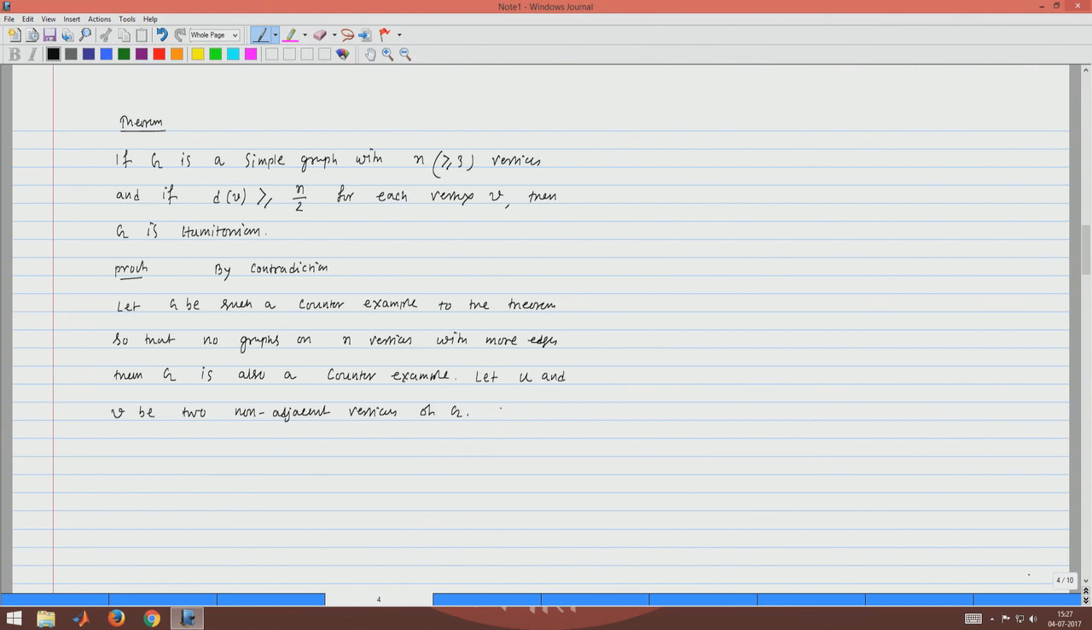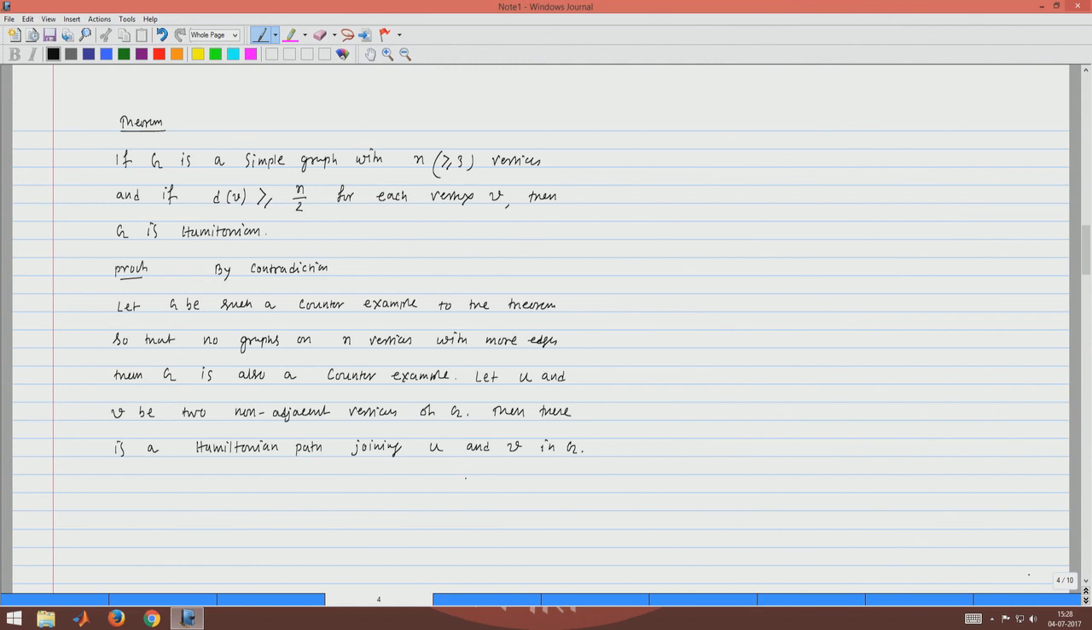Let u and v be two non-adjacent vertices of G, then there is a Hamiltonian path joining u and v in G. Because u and v are non adjacent, now if you add this edge uv in the graph, then the graph will become Hamiltonian.